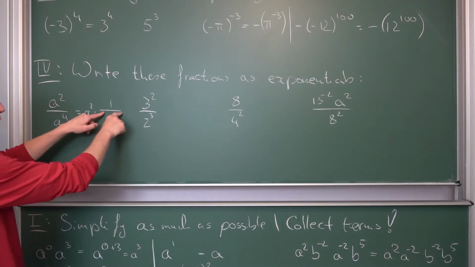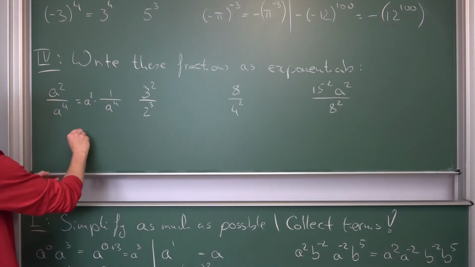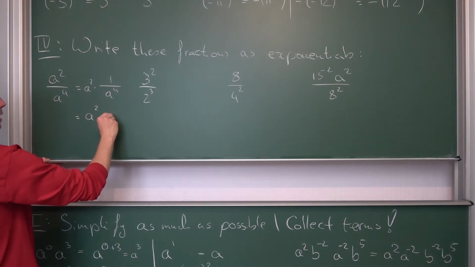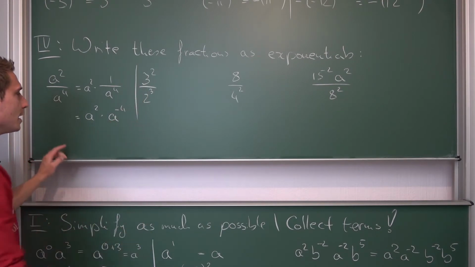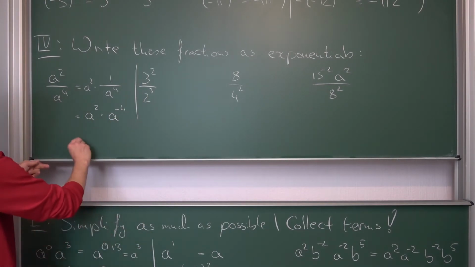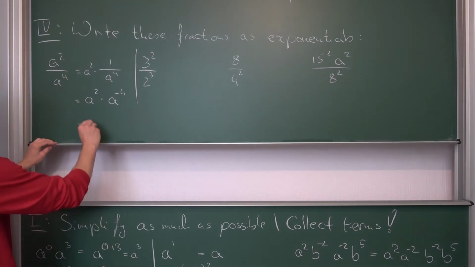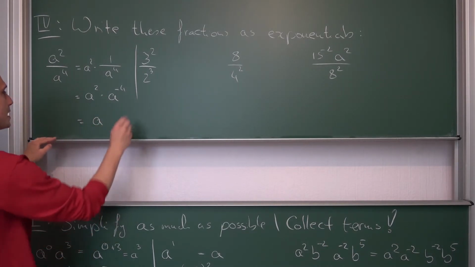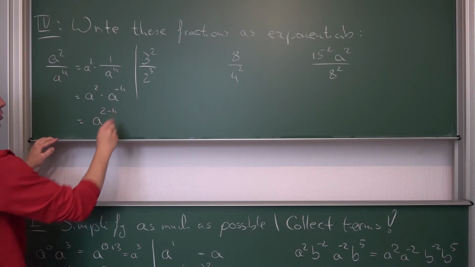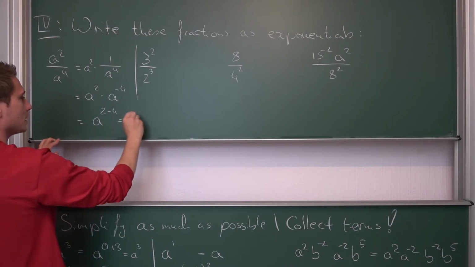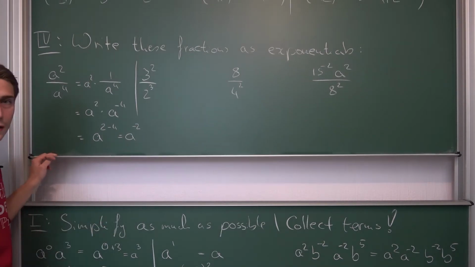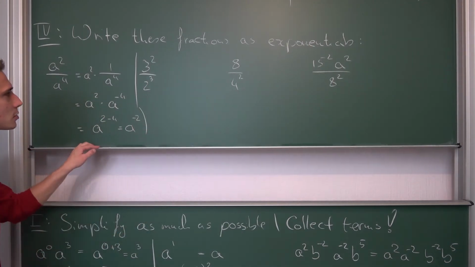We are going to turn our fraction bar into the negative sign, leaving us with a squared times a to the negative 4th power. This is good, right? Now we have the same base but different exponents, meaning we're going to collect our same base and add our exponents together. 2 minus 4 gives us negative 2, a to the negative 2, and thus we are done.